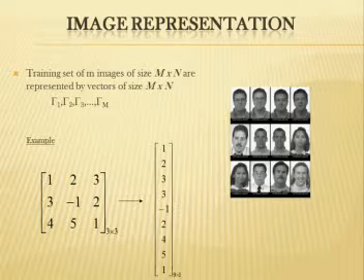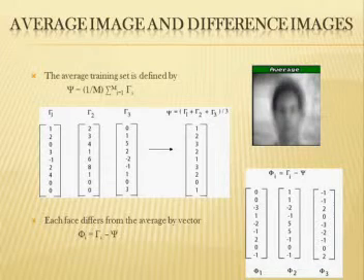Image representation. A training set of m images of size m by n are represented by vectors of size m by n. For example, this 3 by 3 matrix represents a sample image from the training set converted to a single column matrix. The next step is finding the average image and difference images. The average of the training set is defined by the formula given, and each face differs from the average by the vector shown in the figure. The average image is calculated from the column matrix.